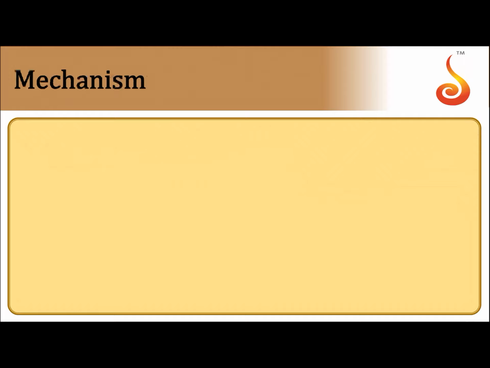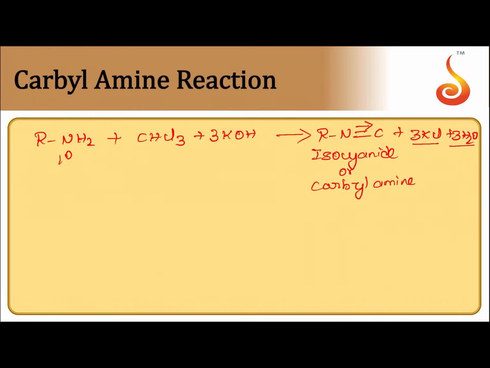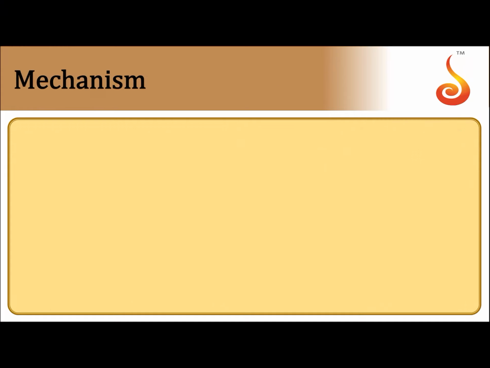Okay, now let us see the mechanism of this reaction. Here, chloroform undergoes alpha elimination. So you have to practice this equation. This equation should be a balanced equation: RNH2 plus chloroform plus 3 KOH gives isocyanide plus 3 KCl plus 3 H2O. Now let us see the mechanism of the reaction.